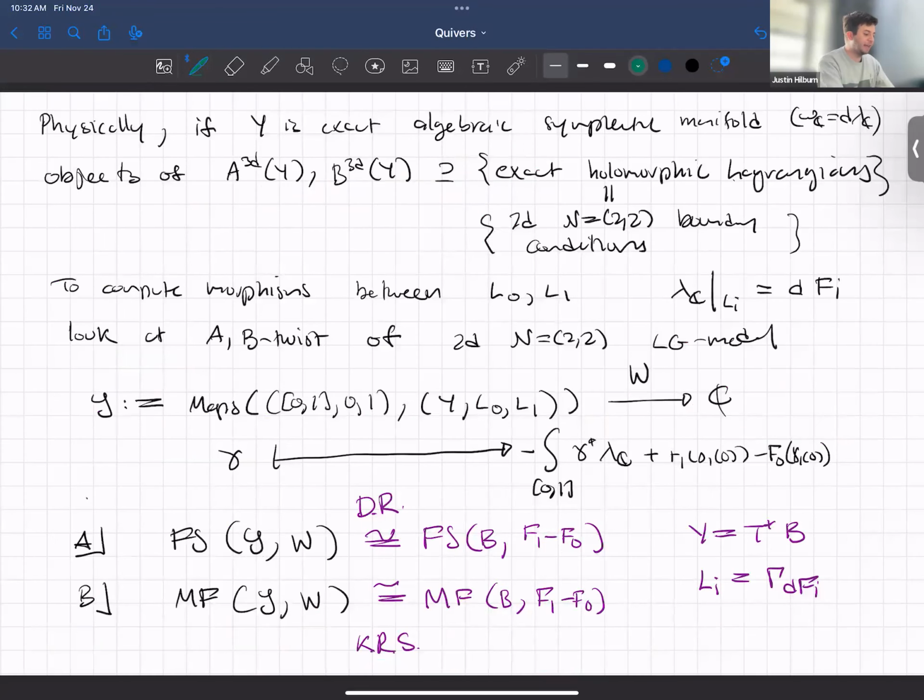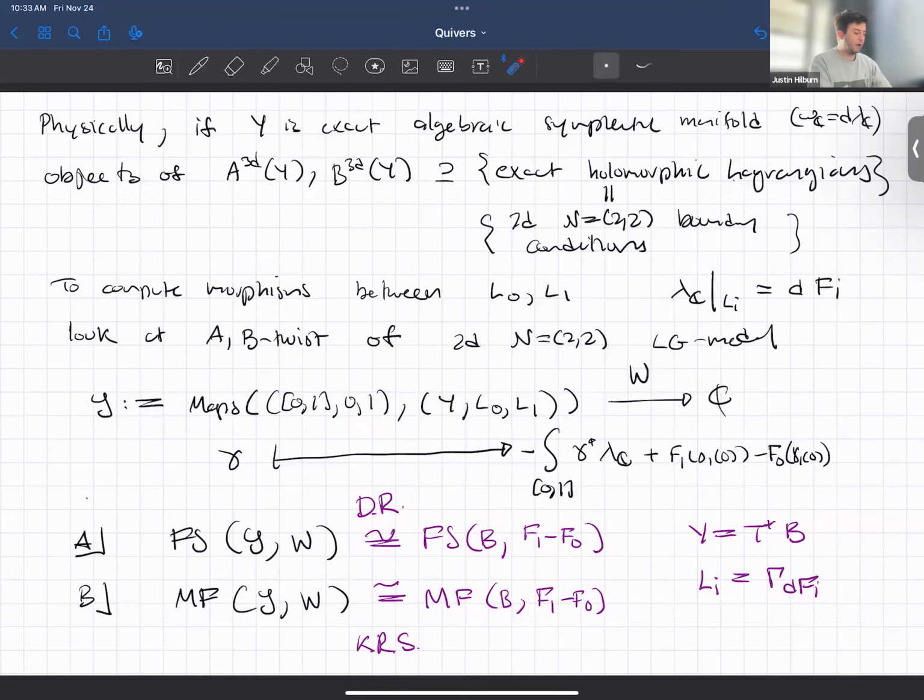So what I'm saying is that in order to figure out what the boundary conditions I'm going to be interested in are, you rewrite your 3D N=4 theory as a 2D (2,2) theory into this path space with the superpotential, and then you basically do the exact same analysis that I just did. And it tells you that in order for this thing to make sense, you need the endpoints of your path to get sent to exact holomorphic Lagrangians.